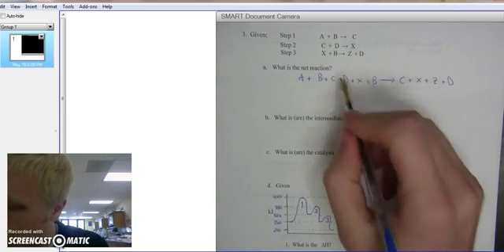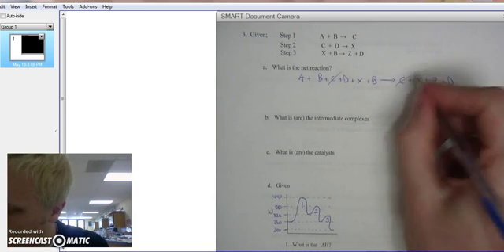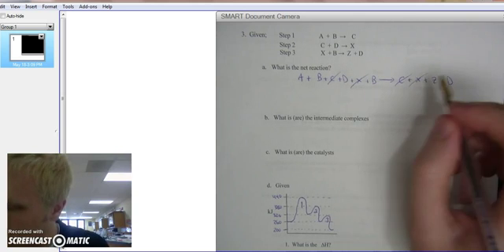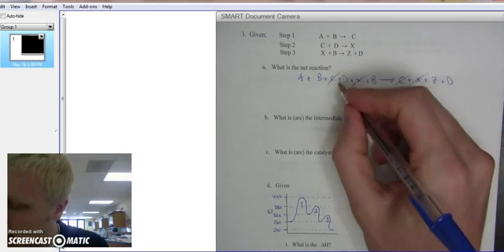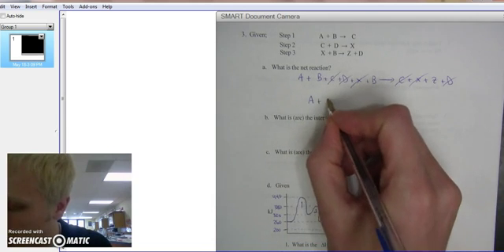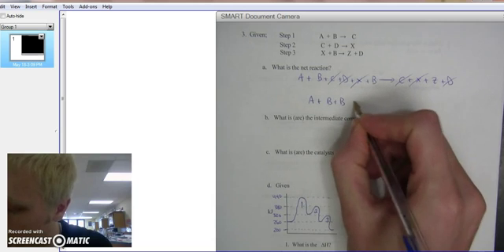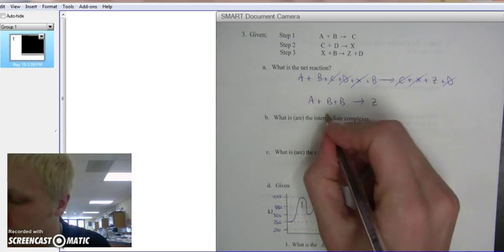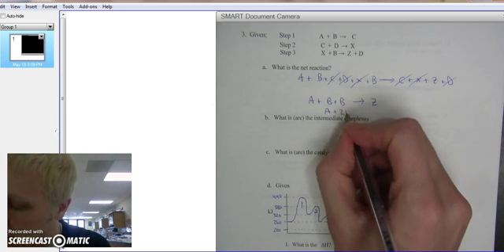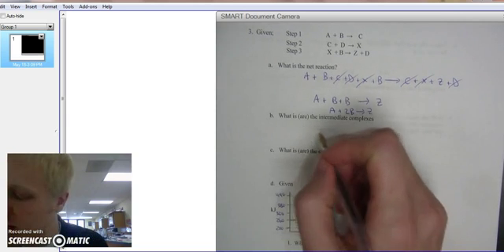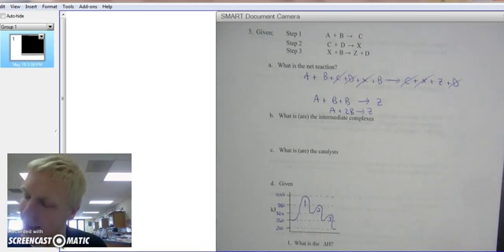Anything found on both sides? C is found on both sides of the arrow, so I'm going to cross that out. X is found on both sides of the arrow, and D is found on both sides of the arrow. So my overall reaction is A plus B reacts to form Z. You could also write it as A plus 2B reacts to form Z. Next question is, what are the intermediate complexes?